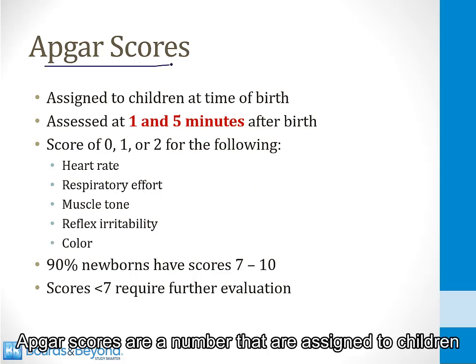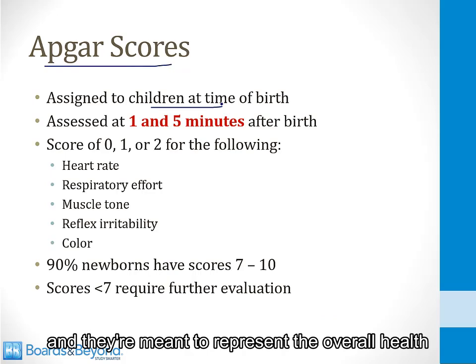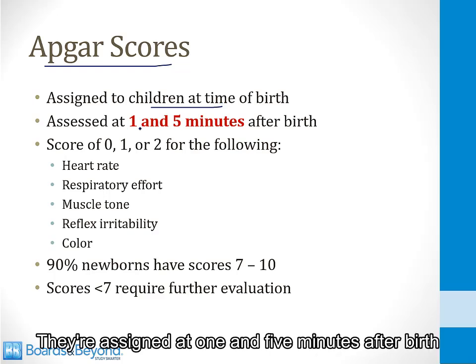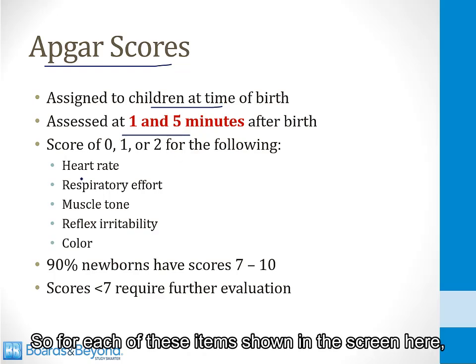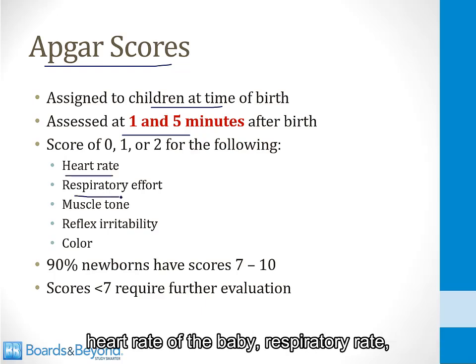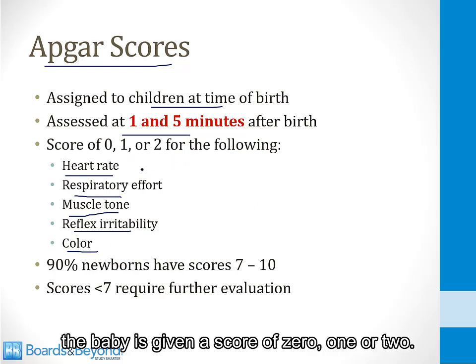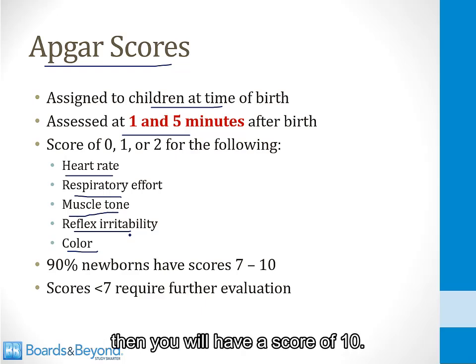APGAR scores are a number that are assigned to children at the time of birth, and they're meant to represent the overall health and well-being of the newborn baby. They're assigned at 1 and 5 minutes after birth, and the score goes from 0 to 10. For each of these items shown on the screen here, heart rate of the baby, respiratory rate, muscle tone, reflex irritability, and color, the baby is given a score of 0, 1, or 2. If you have a 2 for every one of these 5 items, then you will have a score of 10.